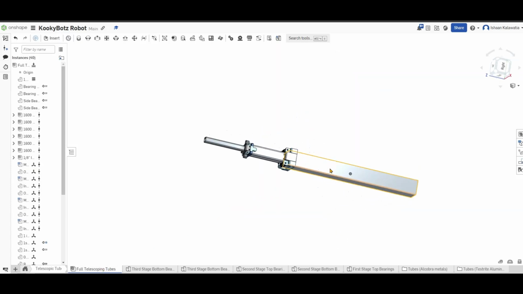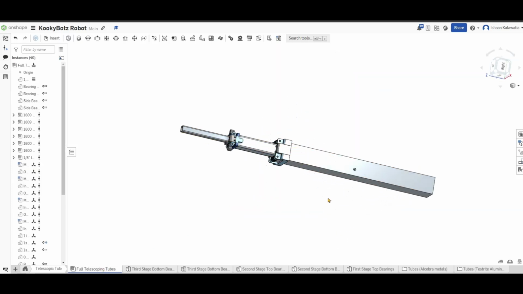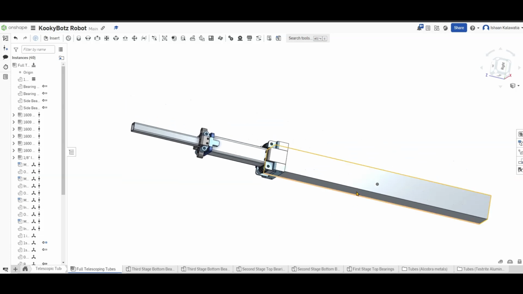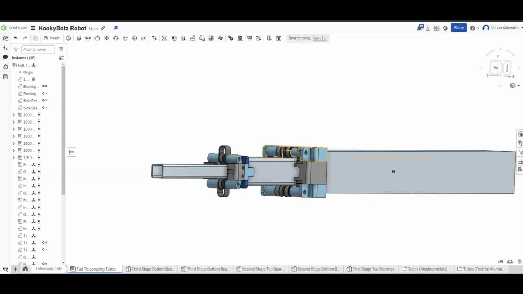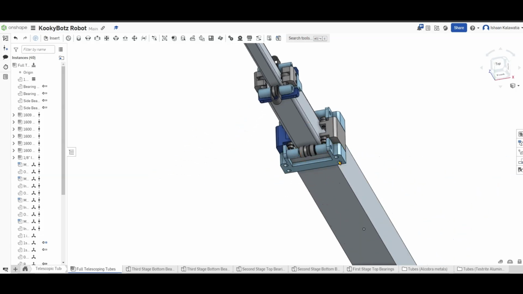It's made up of these three stages that are aluminum tubes. The first tube is 1.5 by 1.5 inches, the second tube is 1 by 1 inches, and the third tube is 0.5 by 0.5 inches. And to keep these stages running smoothly, I have these pulley mounts.